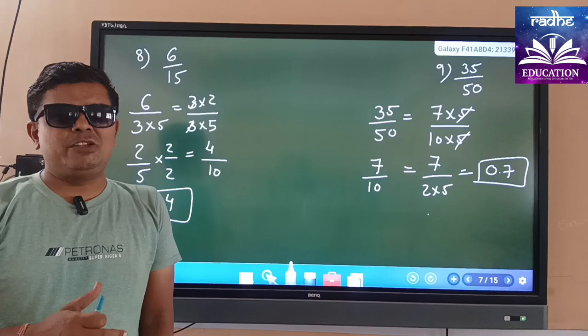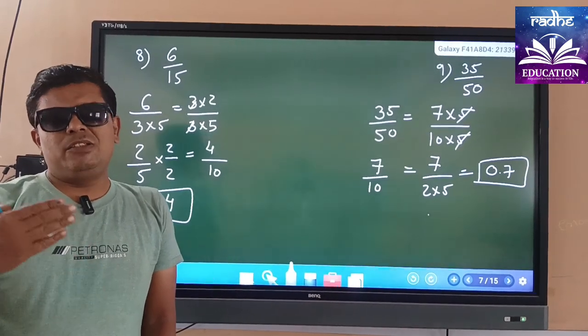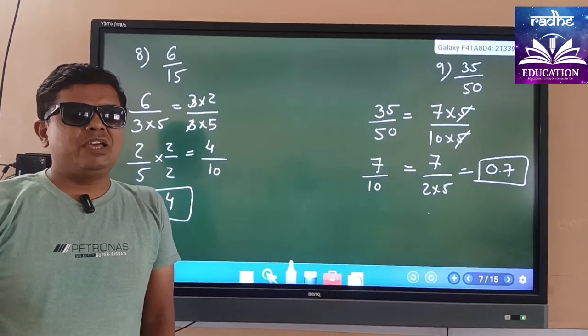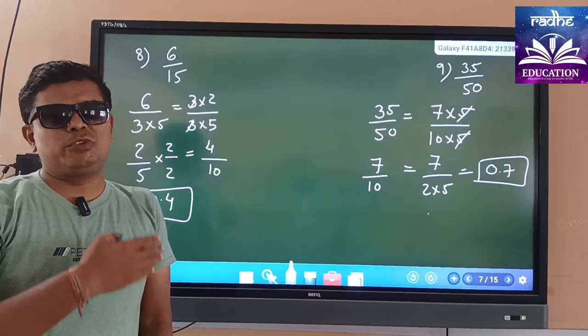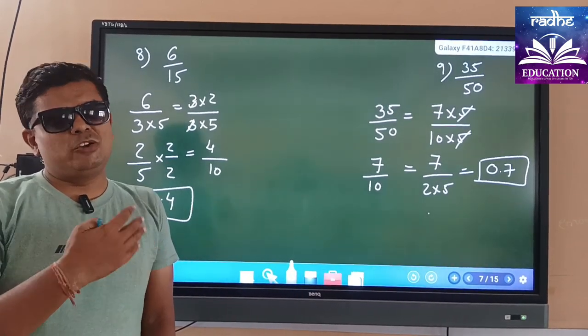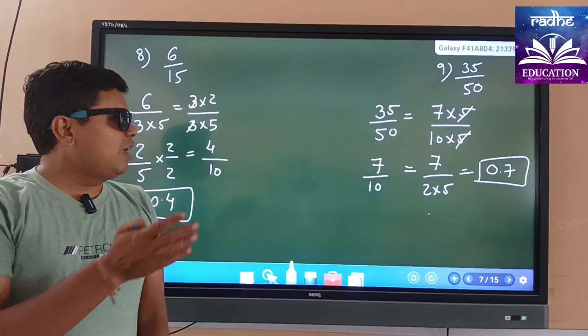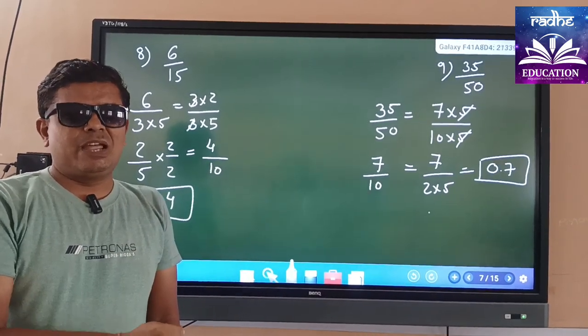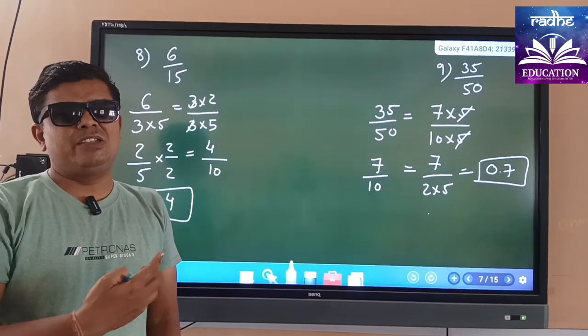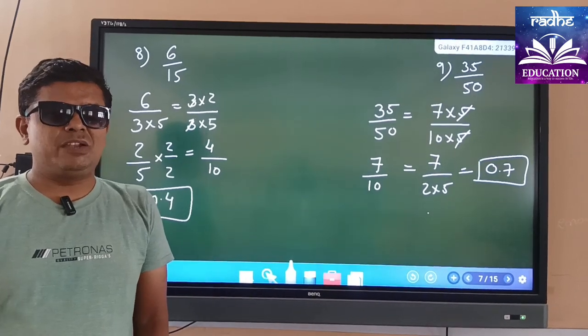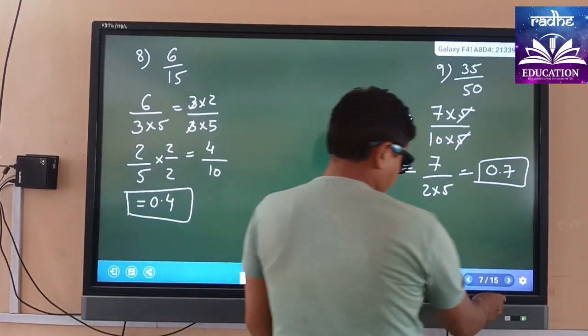Somehow we have to make the denominator either 10, 100 or 1000, then it is a terminating decimal expansion. For that we have to multiply and divide with either 2 or 5. If any other number is present, like 7 and 3 instead of 2 and 5, then that is a non-terminating and repeating number.